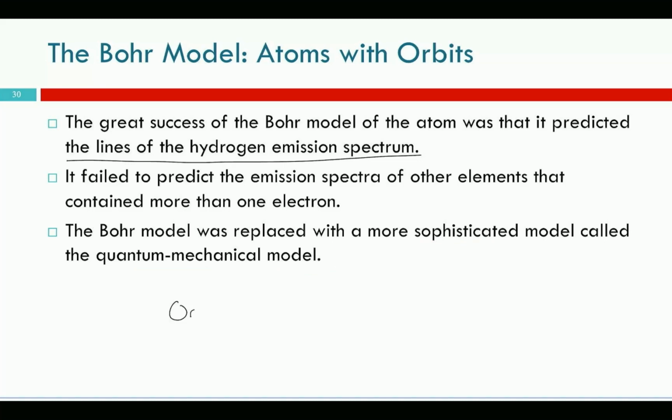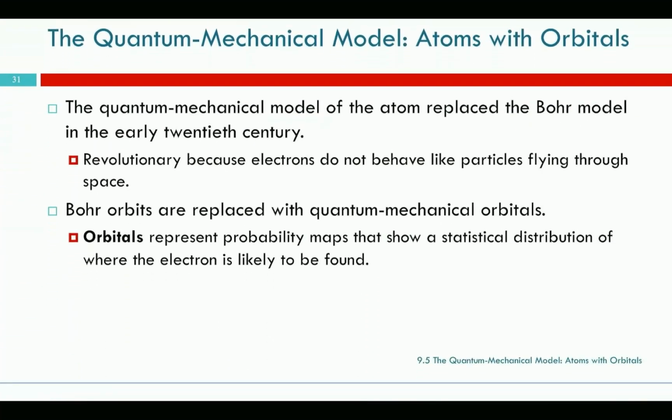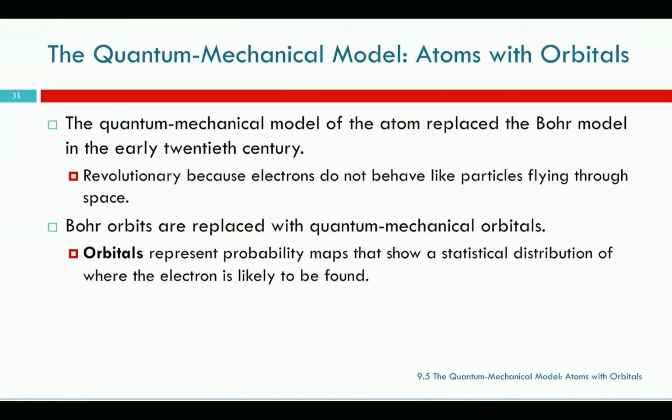So the orbit was not quite it. But he did get it right that things are quantized. So the quantum mechanical model that replaced it came up with this new term called orbitals. The difference between an orbit and an orbital is an orbit is a specific path. It's that circle. And it goes round and round the circle. You could time it. It's like running laps around a track. Orbitals are probability maps that show statistical distribution where the electron's likely to be found, or like a heat map.